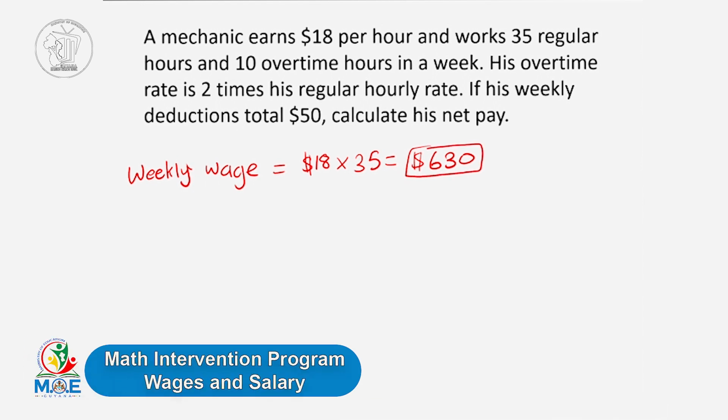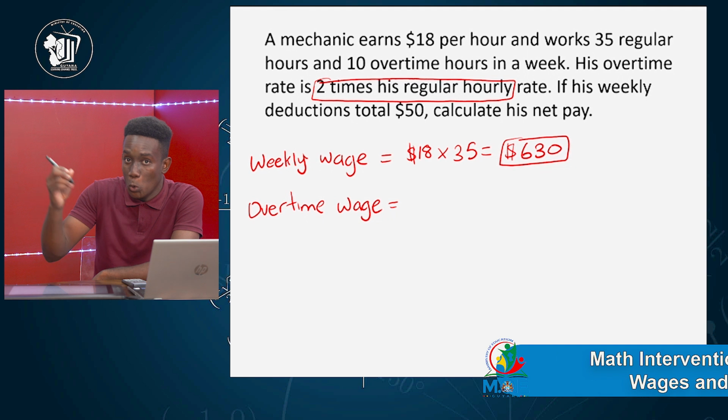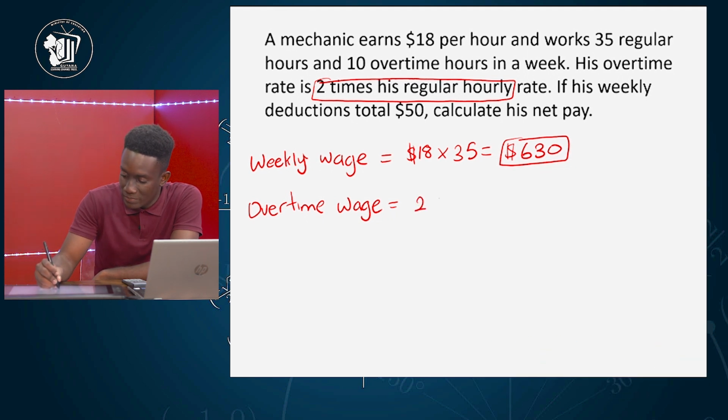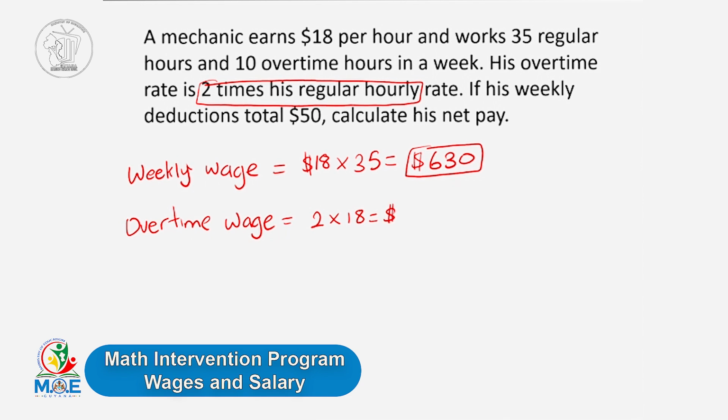So that is his weekly wage. Next, let's find the amount of money that he worked overtime. So his overtime wage would be, so we see he's paid 2 times his regular hourly rate. So we know his regular hourly rate is $18 per hour. So his overtime rate would be 2 multiplied by that. So 2 multiplied by 18 would give us, so he works, instead of $18, $36 per hour in overtime.